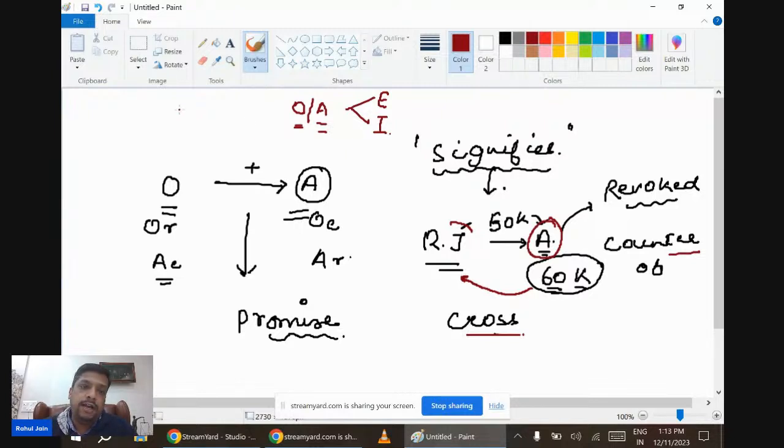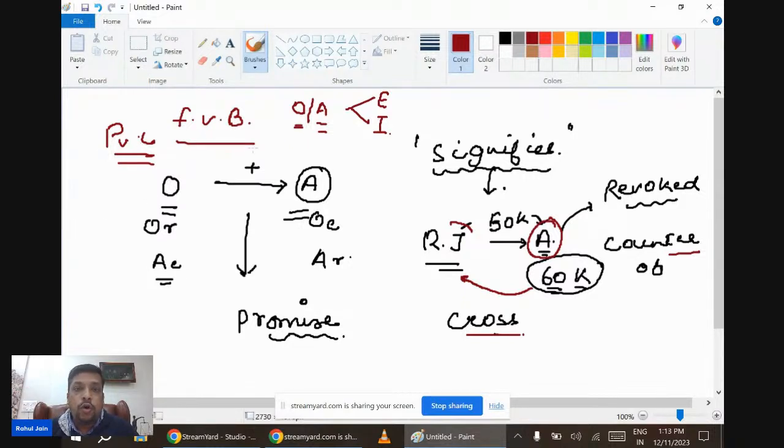Remember the case of Feldhaus versus Bindley. Number two, not only should communication be made, but communication to the right person and by the right person should be there. Remember the case of Powell versus Lee, that there should be communication of acceptance by the right person and to the right person. So this thing is to be noted.